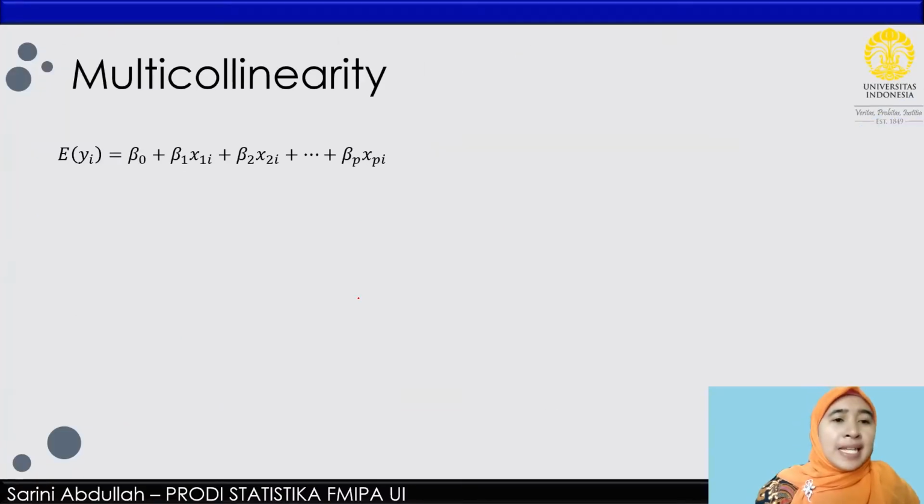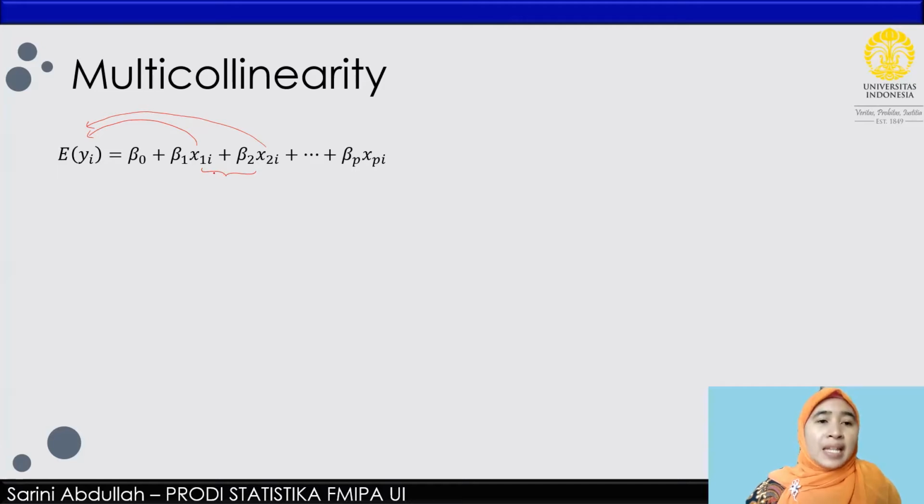So let us have the multiple linear regression model given by this equation: beta naught plus beta 1 x1, all the way to beta p xp. What we want in the linear regression model is that all the x's should be highly correlated with the response variable, because we want them to be good explanatory variables for the response variable. However, we don't want a strong correlation between the x's. That would not be good for our model.